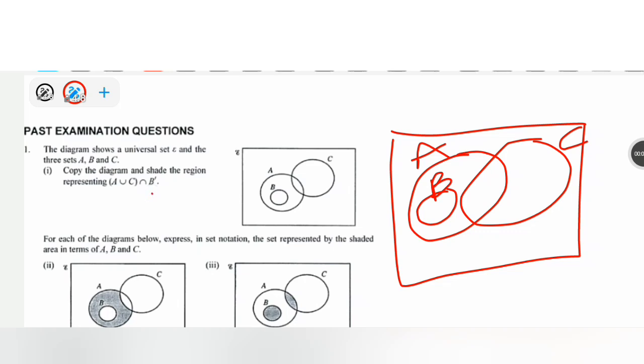Very simple. All you have to do is you need A union C first of all. You see that there's a prime on top of the B. What you're actually doing is A union C intersection B prime.